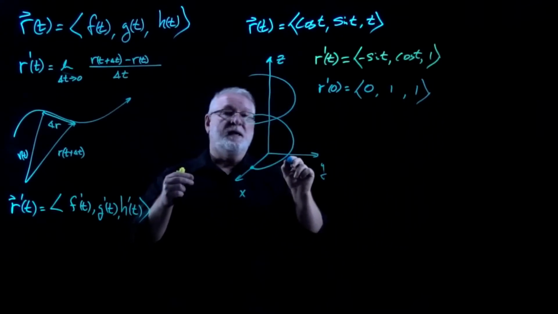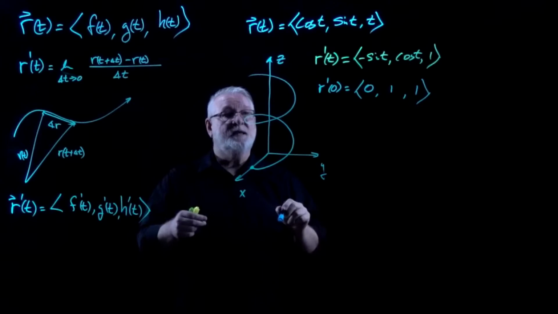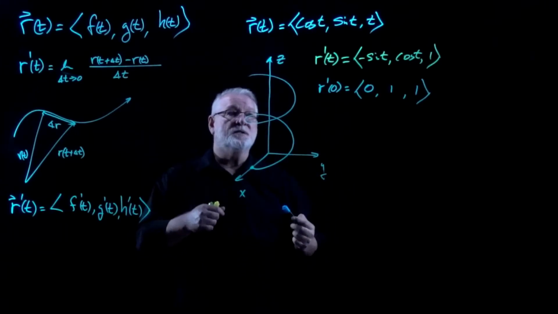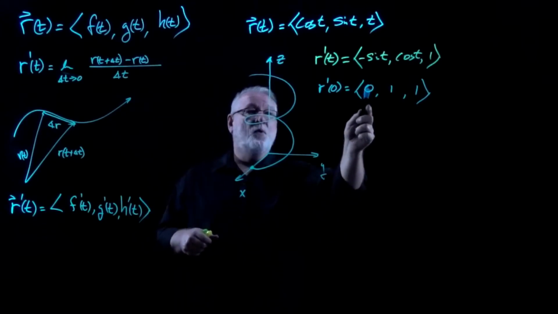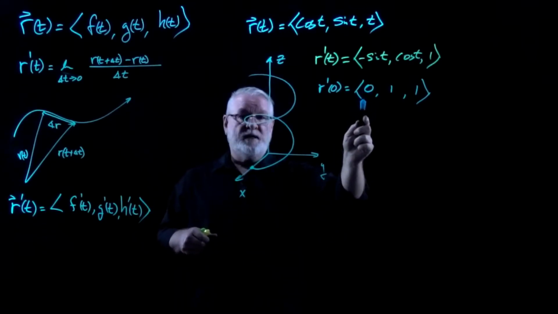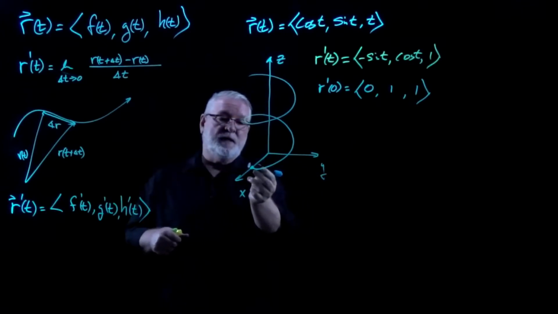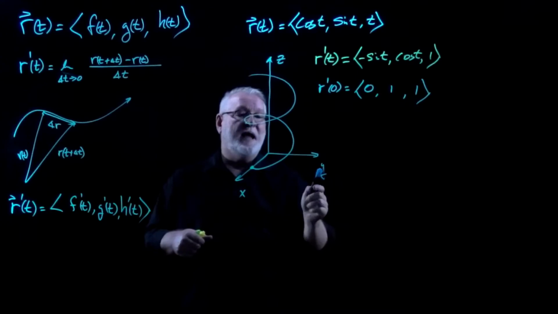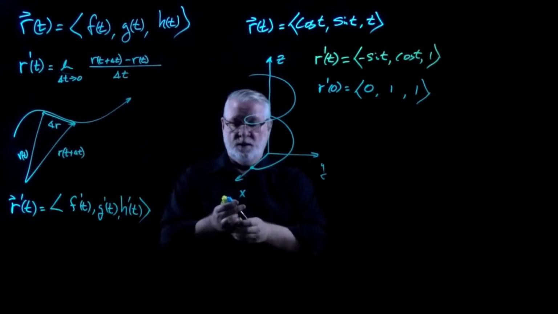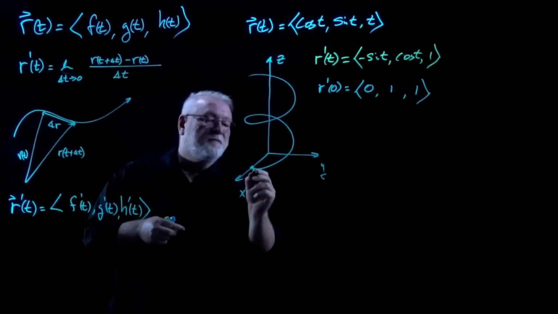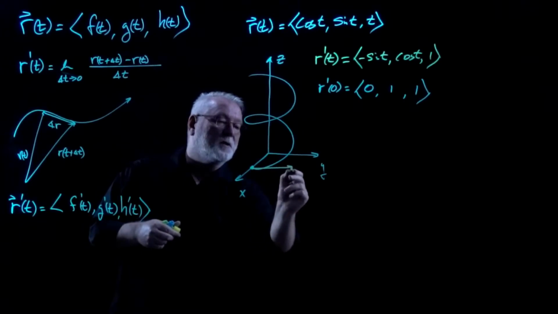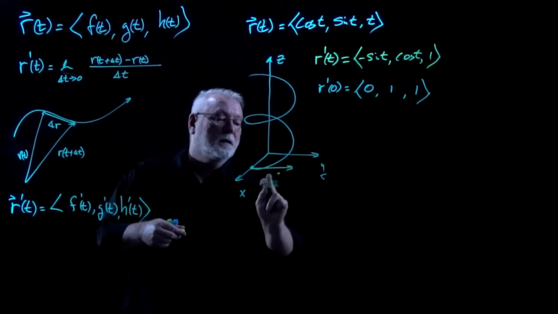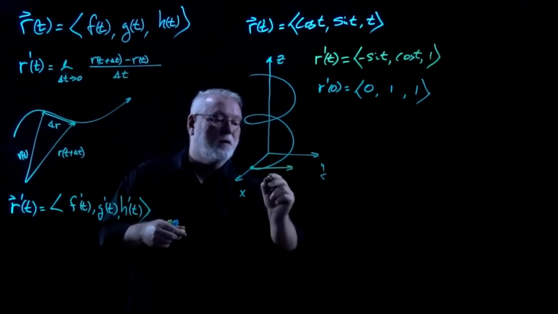That means the vector representing the derivative at time t equals 0 does not point in any direction along the x. That means it's perpendicular to the x-axis, and yet it points down the positive y-axis and it points upward. So let's draw that in. From this point, that would be a vector that would look like this. This would be r prime of 0.